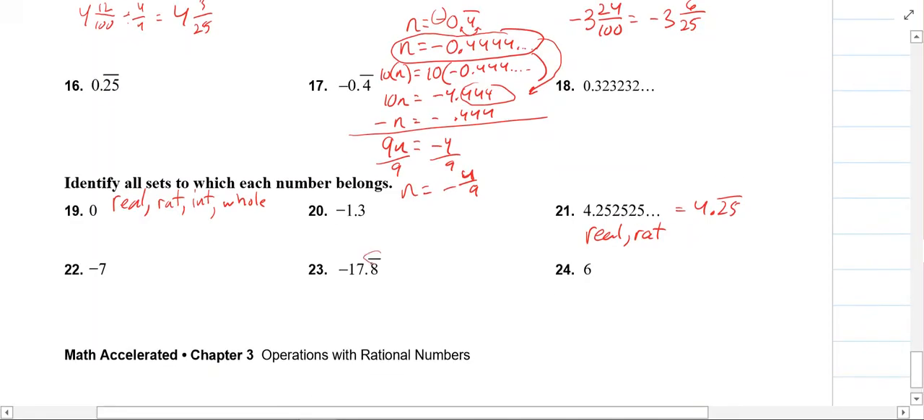And this one has a repeating bar, so it's real. It's real because it's either rational or irrational, all those are real numbers. And it is rational because it can be written as a fraction, and we've learned how to do that.